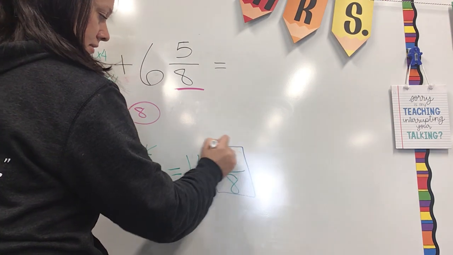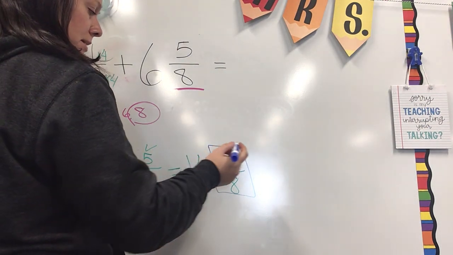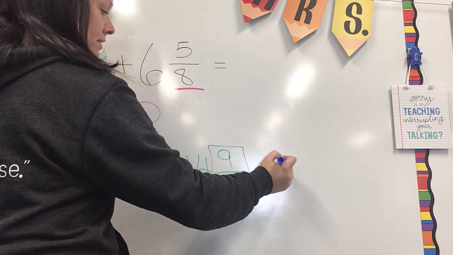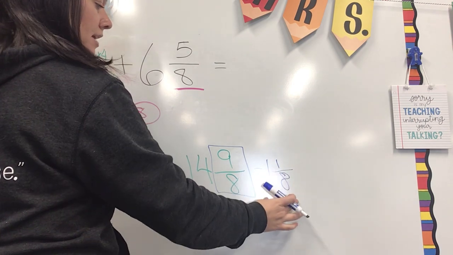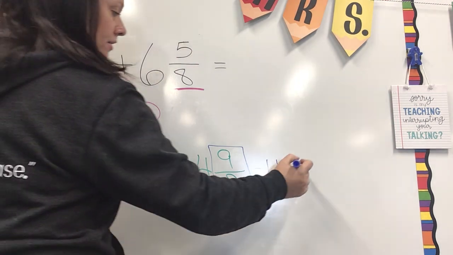You have to borrow. I heard somebody say borrow. 9 divided by 8. What is 9 divided by 8? So there's no borrowing here because I'm not subtracting anything. So 1. And how many left over? 1. And my denominator stays the same. Am I done? Is this my final answer? No, I can't forget about my 14.